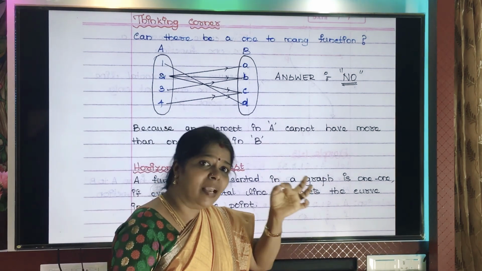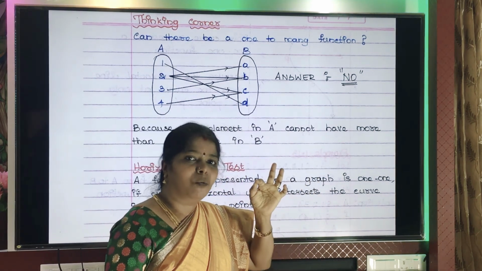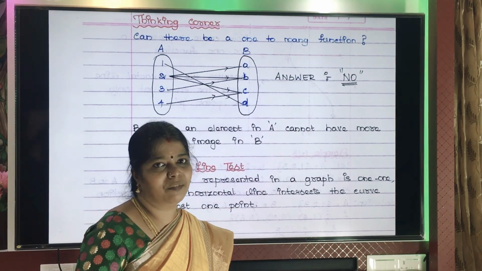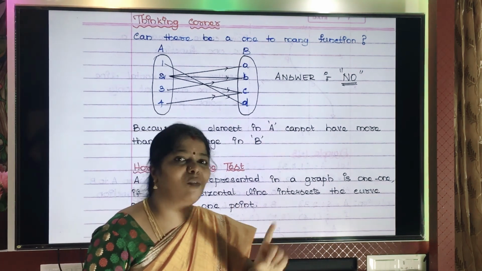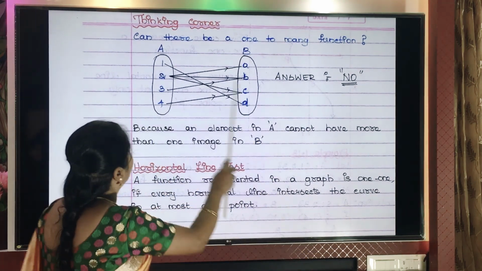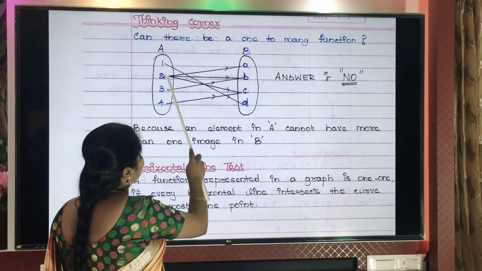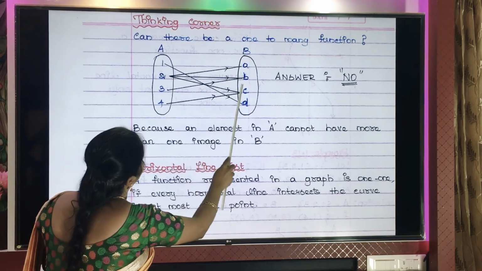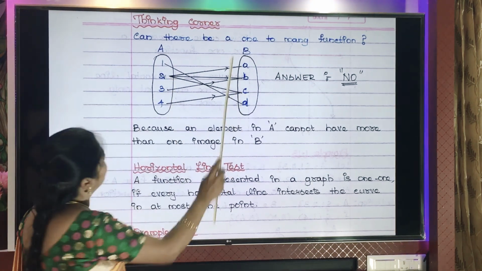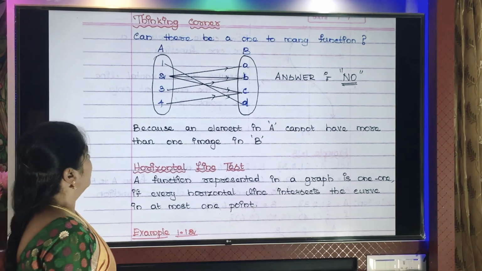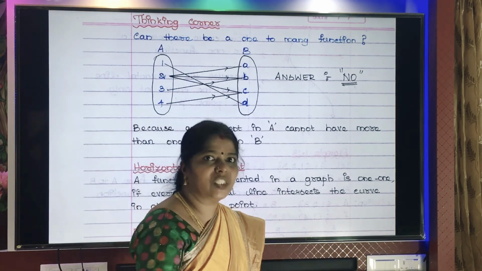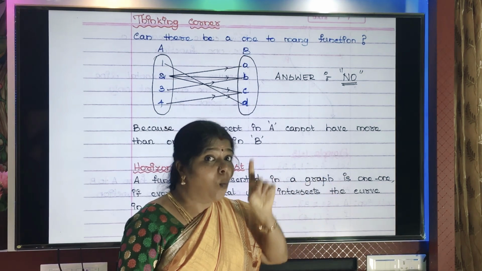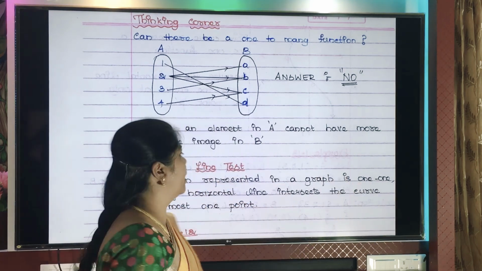Because the very basic condition for a function is that all the elements in the first set should have an image and they should have only one image. So here, see this element: how many images does it have? 2 has A as an image, B as an image, and then C also as an image. So this cannot be called a function at all. Many to one can be a function, but one to many cannot be a function.